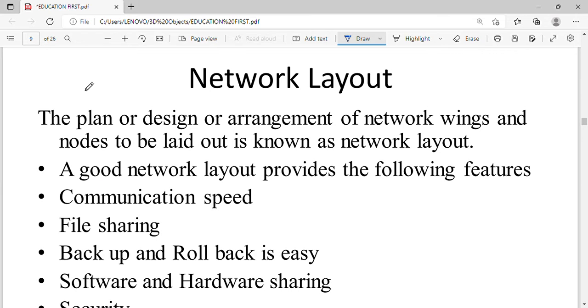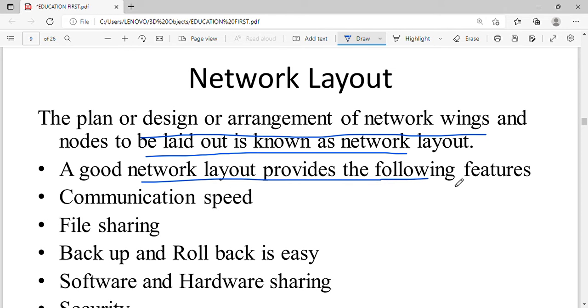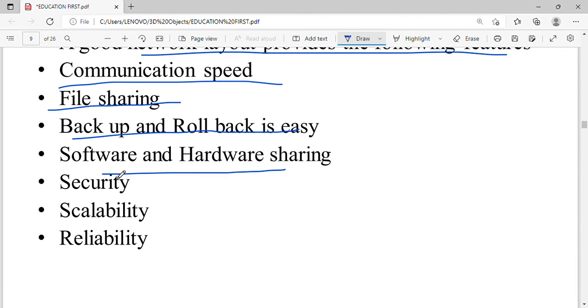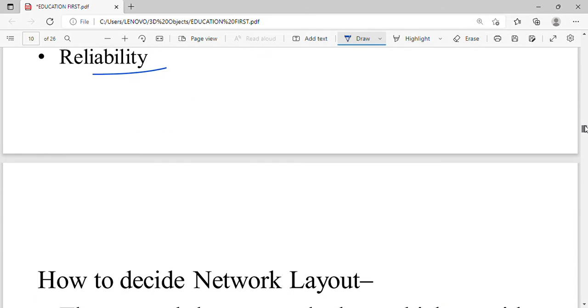Network layout: the plan, design, or arrangement of network wings and nodes to be laid out is known as network layout. A good network layout provides the following features: communication speed, file sharing, backup and rollout is easy, software and hardware sharing, security, scalability, and reliability.